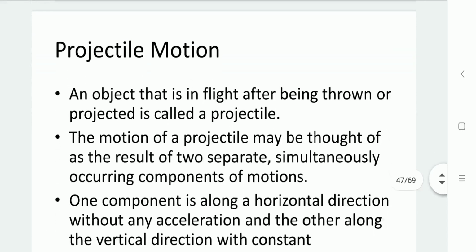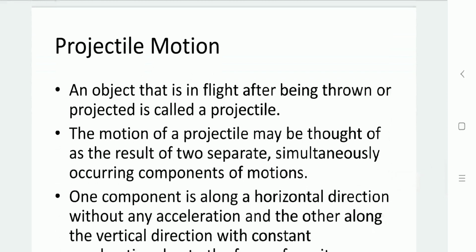Now let us discuss the next topic, projectile motion. Projectile motion describes an object in the air: when we throw an object upward, after reaching a certain distance it moves downward towards the ground. Within that duration, the object is in flight. An object in flight after being thrown and projected is known as a projectile.